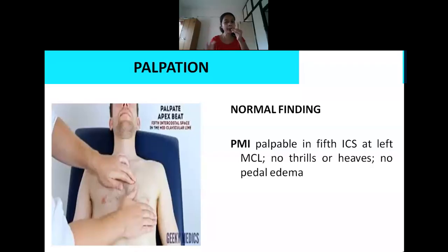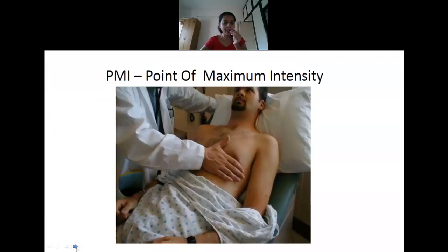Normally, there should not be any edema, and there should not be any thrills or heaves. Regarding thrills or heaves, we will discuss it. It is the type of murmur, abnormal heart sounds. So this is a normal finding. You should not feel any abnormal heart sounds.